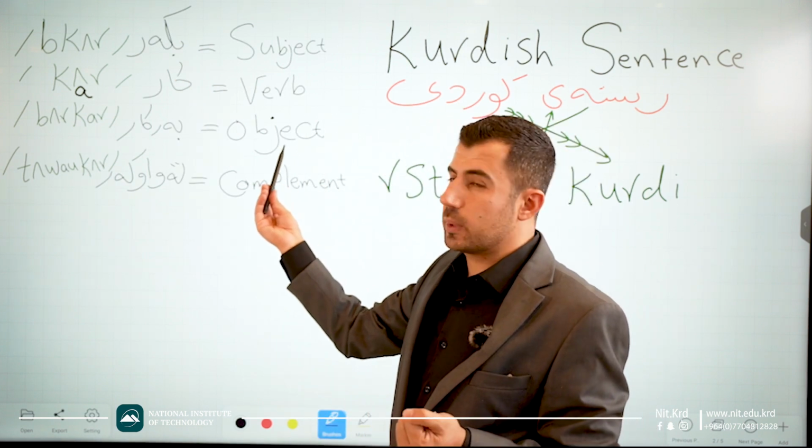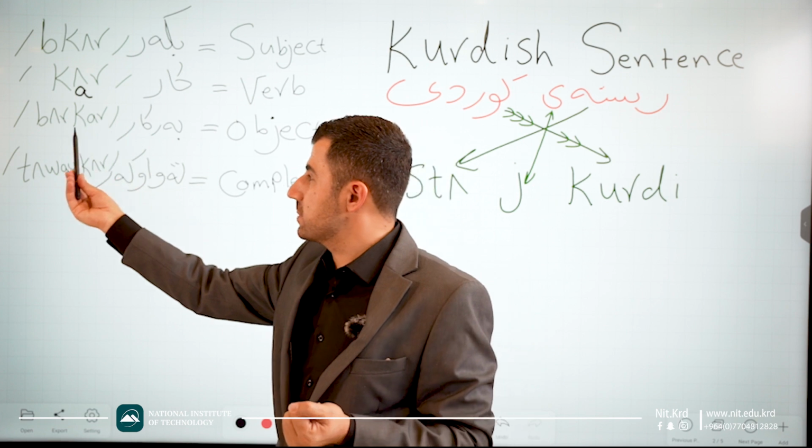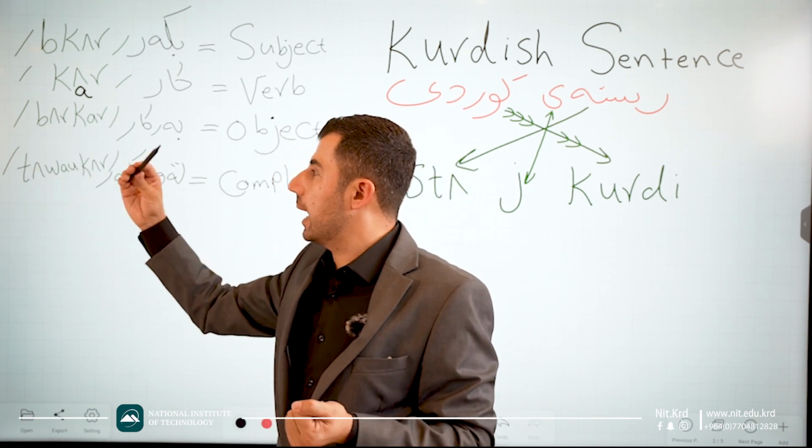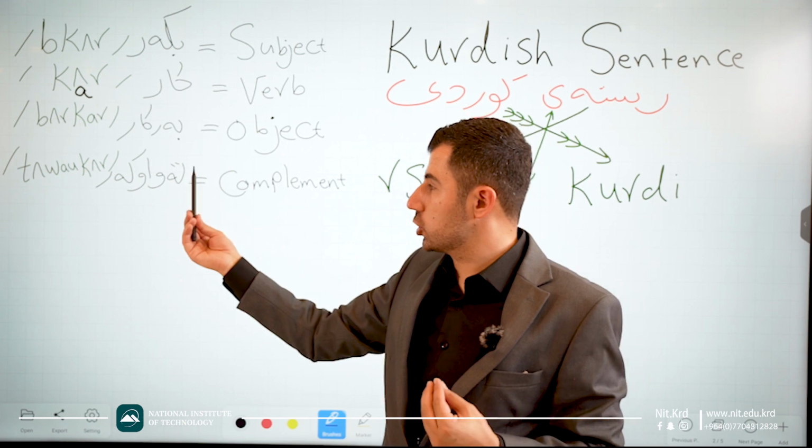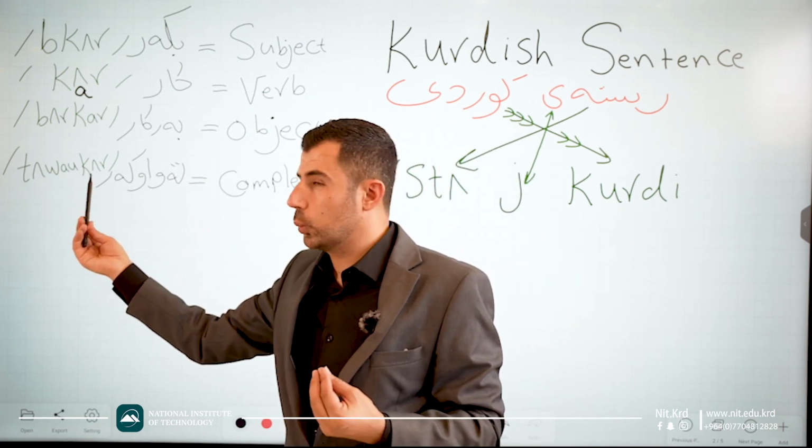Good. After that, we have object. Object is berkar. Good. For complement in Kurdish, we say tawawker. Good.